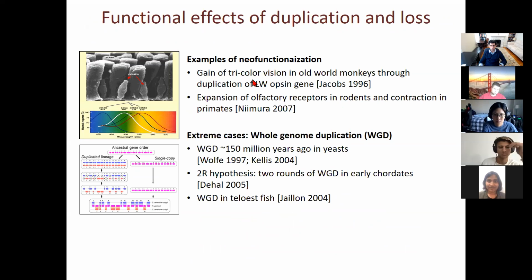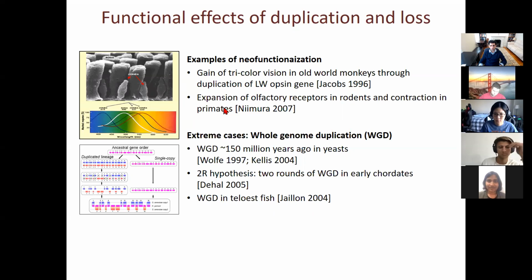If you look at some of the effects of duplication and loss, basically neofunctionalization has given rise to tricolor vision. After duplication of one of the photoreceptors that was tuned to only one of the different colors, we now have tricolor vision in humans, with a photoreceptor that is more tuned to the electromagnetic frequency corresponding to blue waves or green waves or red waves.